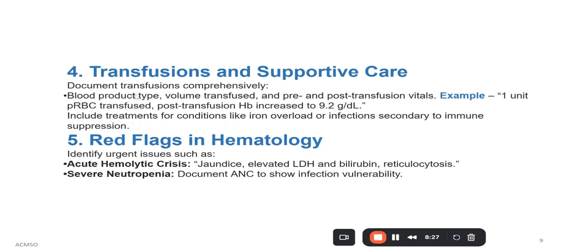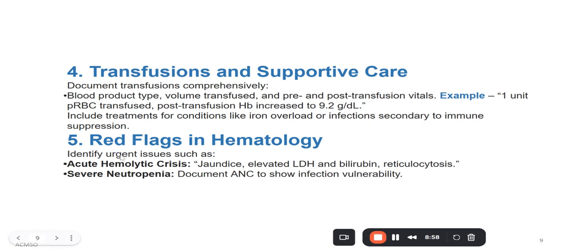Transfusions and supportive care. Document transfusions comprehensively: blood product type, volume transfused, and pre and post transfusion vitals. Example, 1 unit PRBC transfused, post transfusion hemoglobin increased to 9.2 g per dL. Include treatments for conditions like iron overload or infection secondary to immunosuppression.